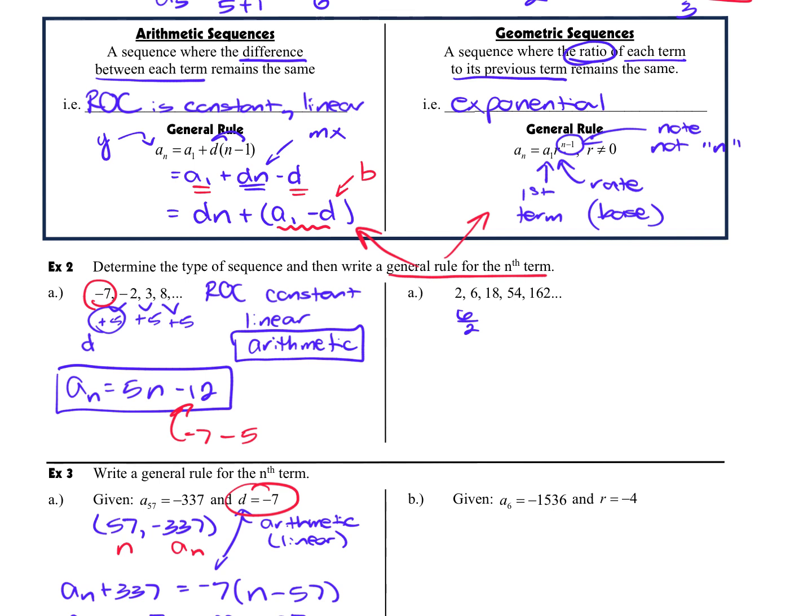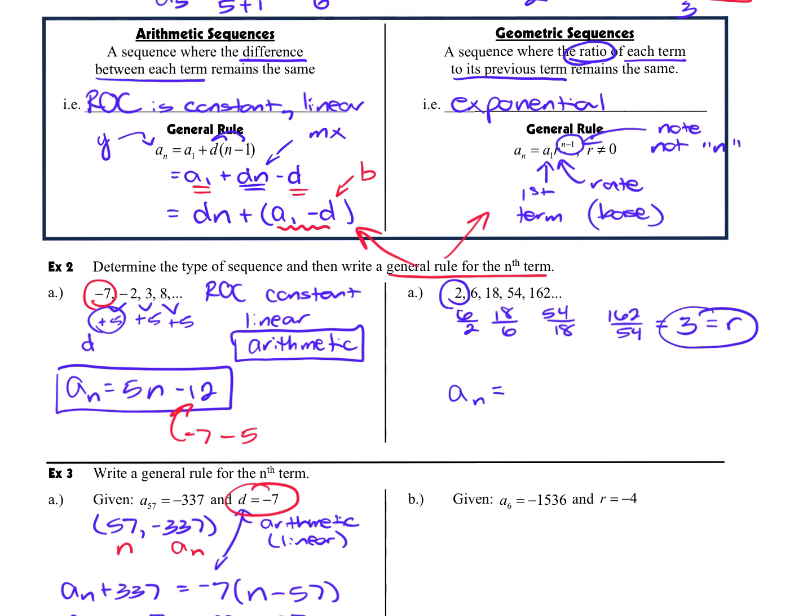So I'm going to have 6 over 2, 18 over 6, 54 over 18, 162 over 54. And if you type all of those in your calculator, you're going to see that you get 3 all the way across, and we're going to call that r. So this rule is actually really easy to write as long as you can find that ratio, because we already have the first term, we have our ratio, and you really just need to follow the order.